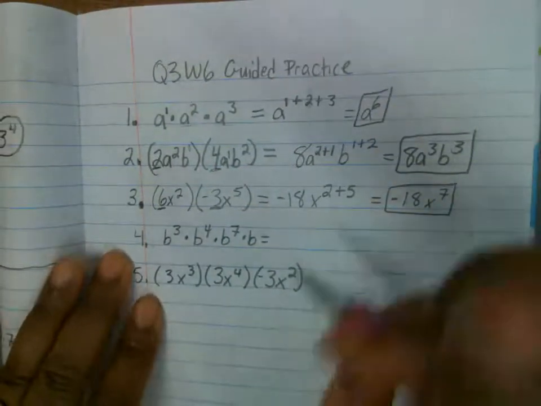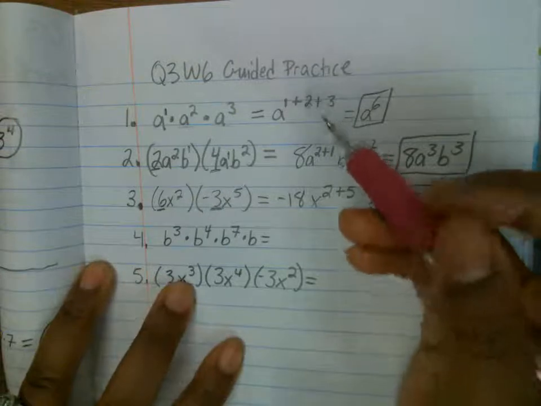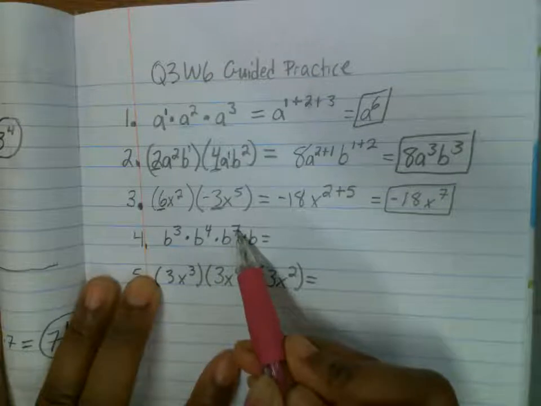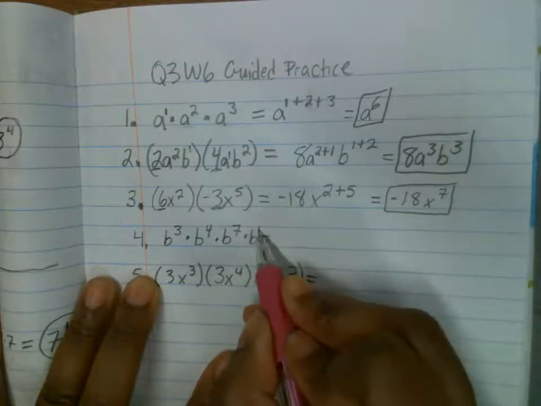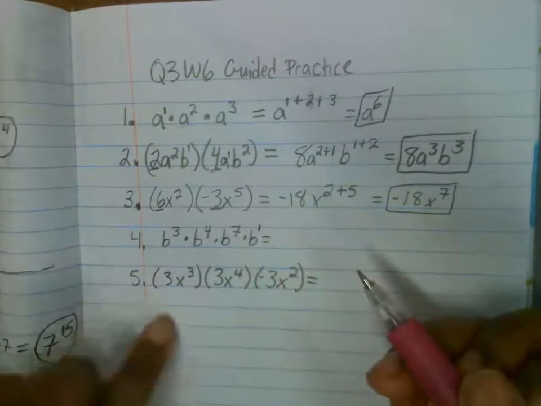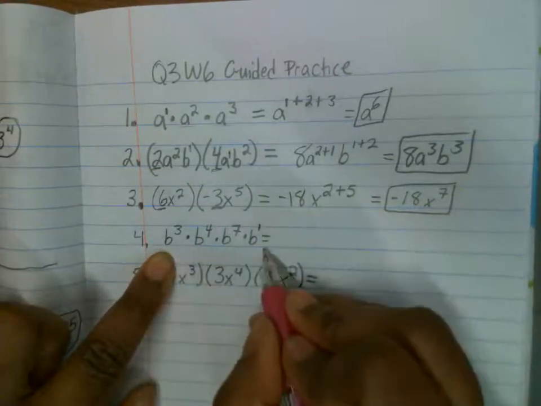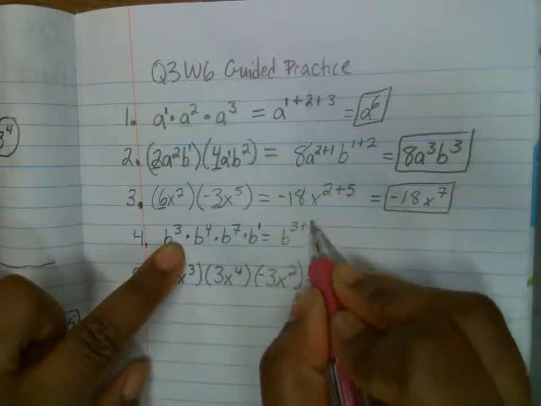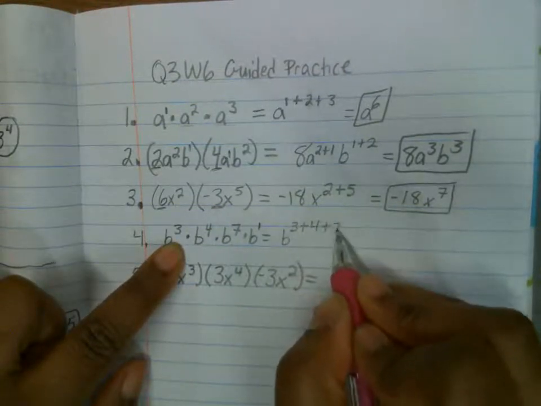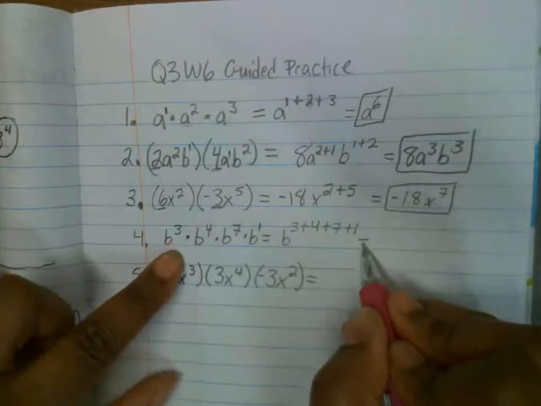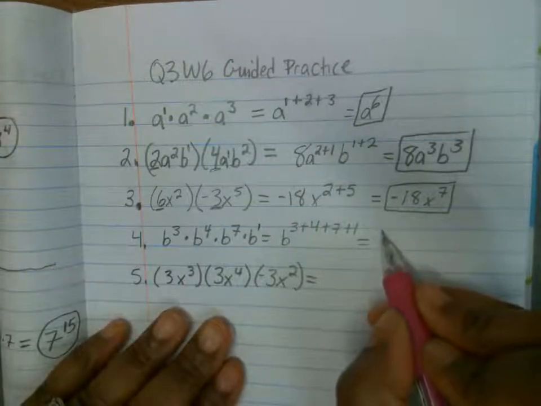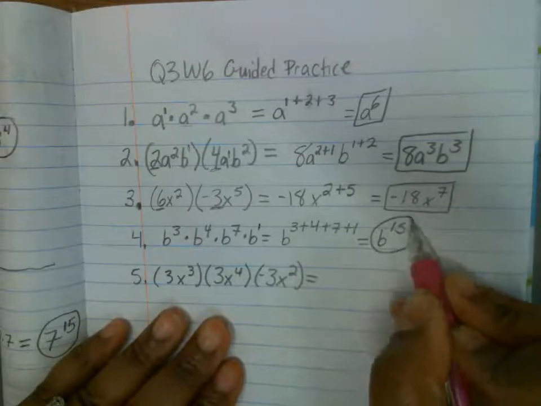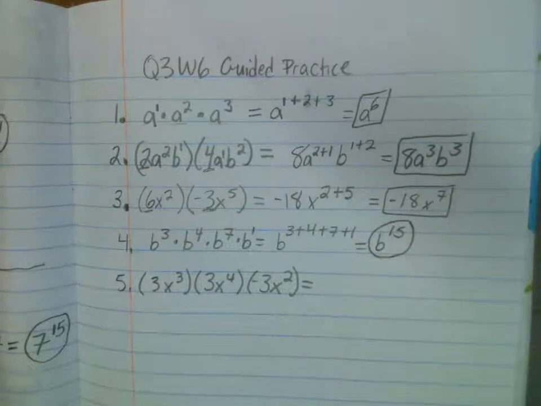All right, let's see what you got here. Okay, so you got b being multiplied 3 times here, then 4 times here, then 7 times here. This is automatically 1. All the bases are alike, so you add all the exponents because you're multiplying. So that's going to be 3 plus 4 plus 7 plus 1. And what does that give you when you add all of these together? B to the what? 15th power. Okay, very good. B to the 15th power.